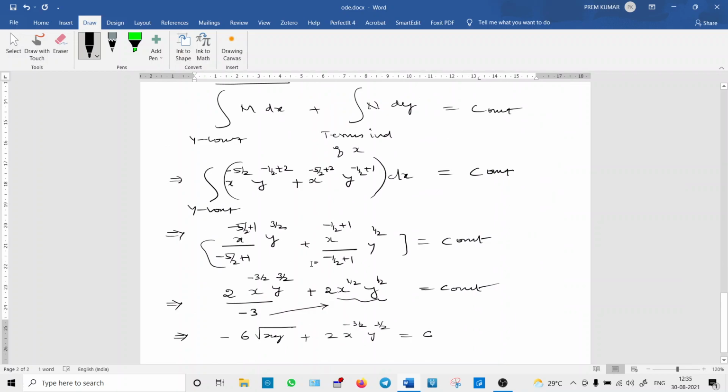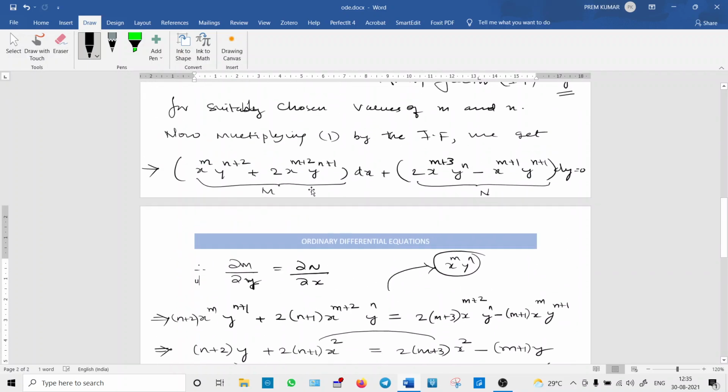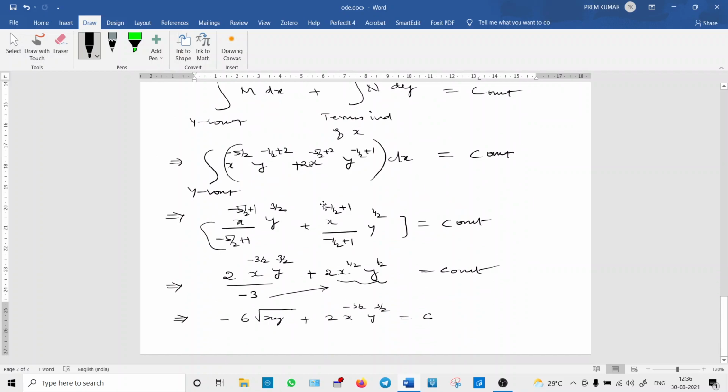Here I forgot this term, here 1 by 2 is there. See here, 2 times x power of n plus 2. Okay, this 2 I forgot. So this becomes 4. Okay, 4 3s are 12. So again I will put the constant finally.